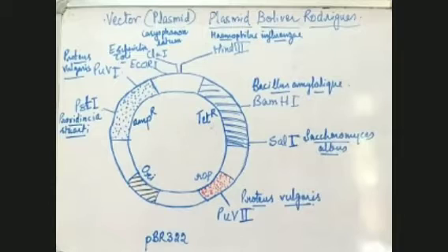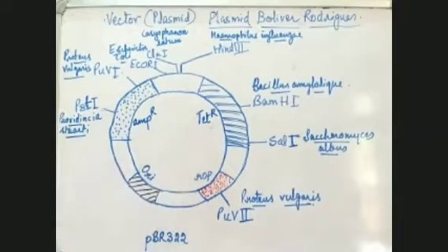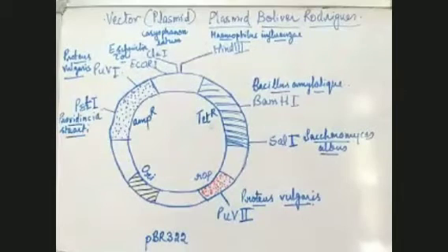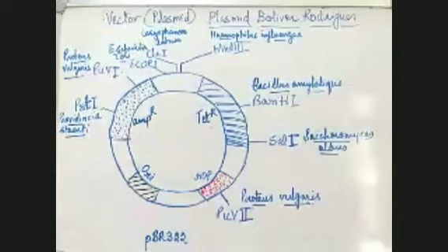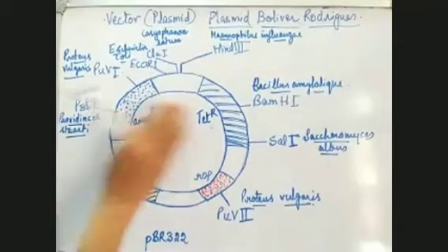Then there are the selectable markers, ampicillin resistant and tetracycline resistant. As I told you, when you go to the town, you all wear your uniform so that you can be marked among all the tourists, and they can find that these maroon blazer students are ours. In the same way, ampicillin and tetracycline are selectable markers by which we can identify that this is a plasmid in which we have inserted our desired gene. So these are selectable markers.